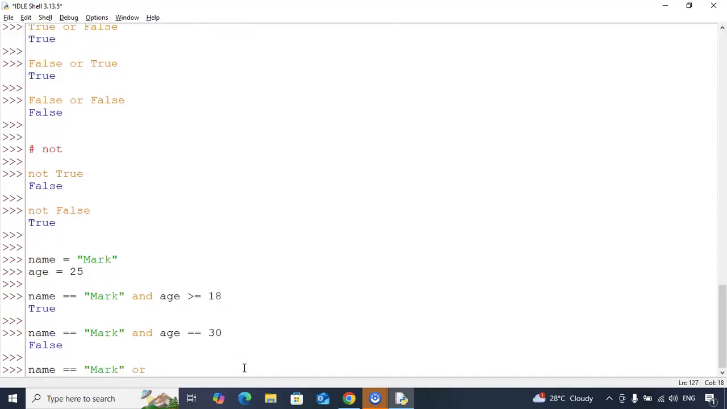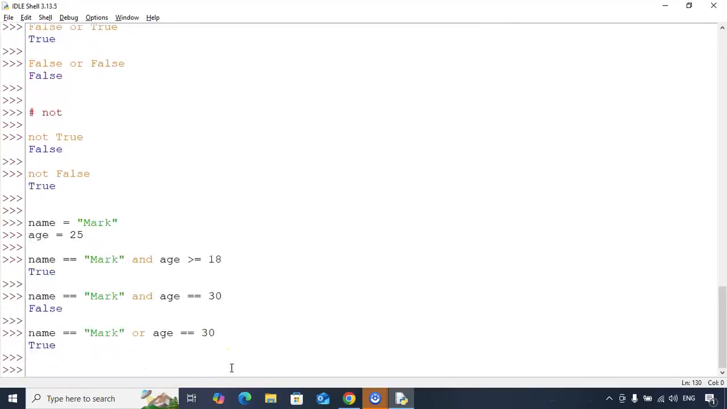But instead of using AND, if you're using OR here, what we are checking is that either the name of the person should be Mark or the age should be 30. One of them should be true, right? Because we are using OR. In this case, name is Mark, which is true. This condition becomes true. This is false, doesn't matter. If one of them is true, we'll get a true.